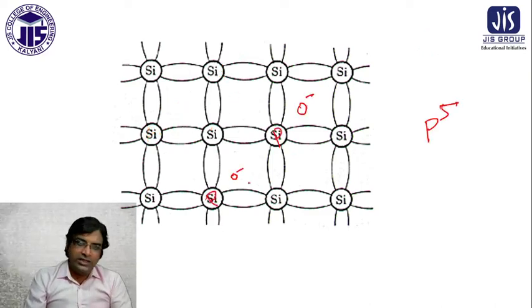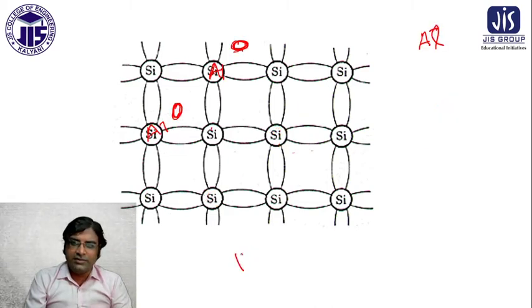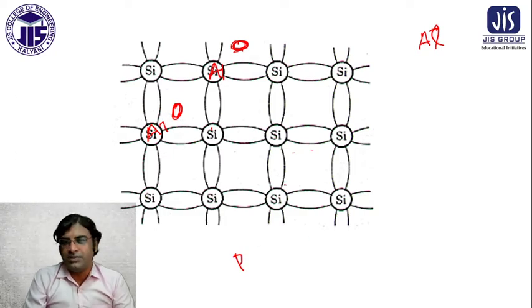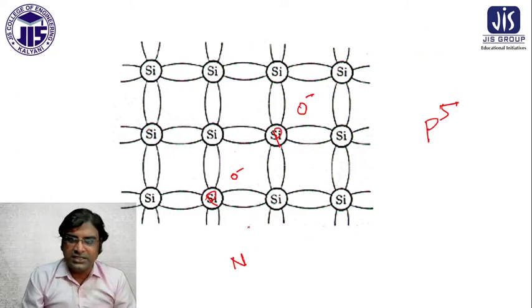So in that case, there is an electron generated. So this is the N type, and in the previous case, this is the P type material. This is a P type material, and this is the N type material. Okay.